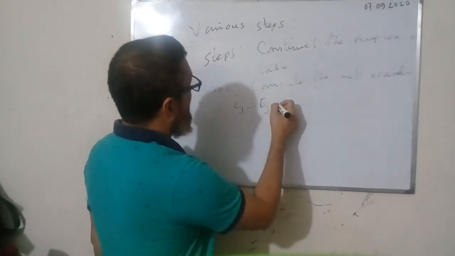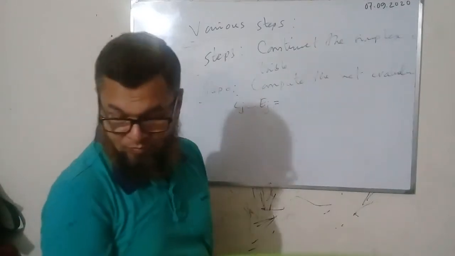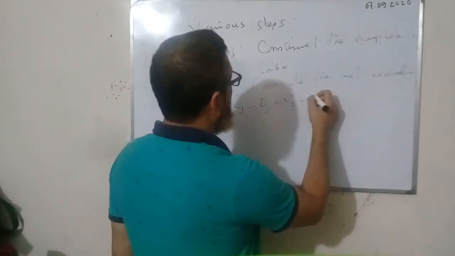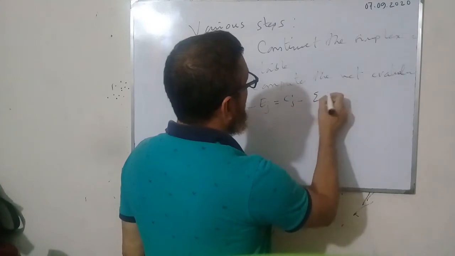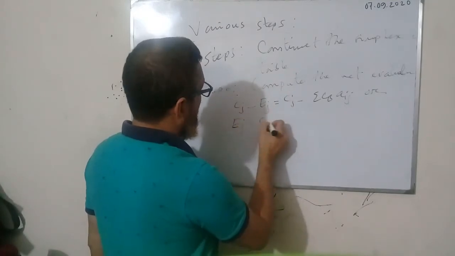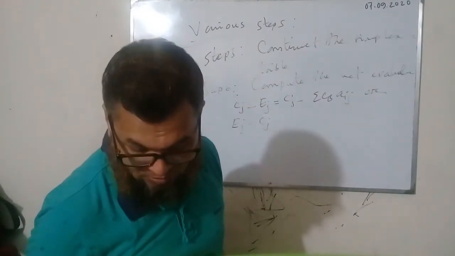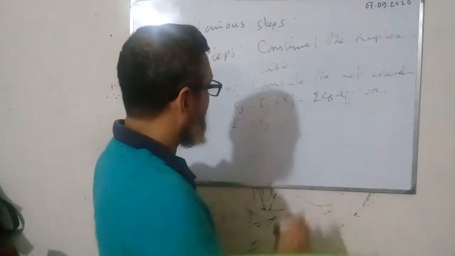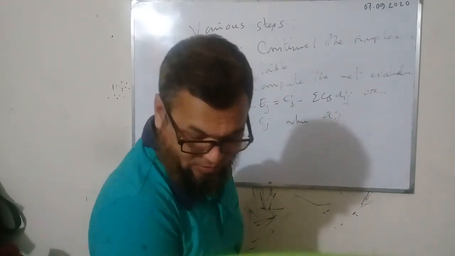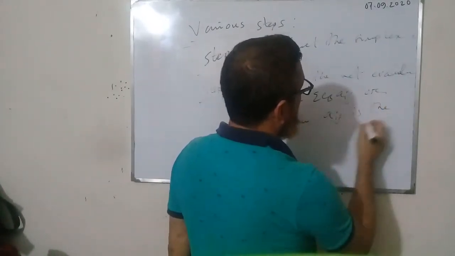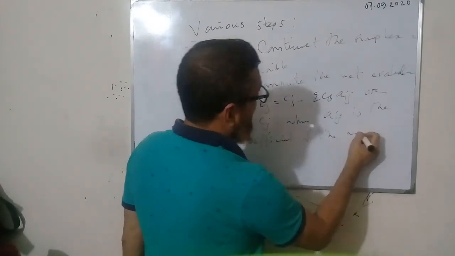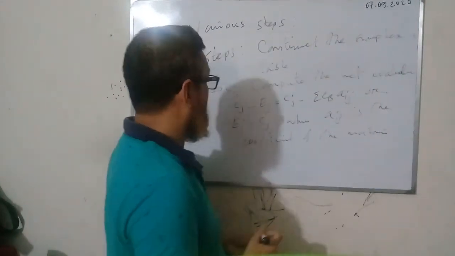Cj minus Zj, or Zj minus Cj, means the summation of Cb aij minus Cj, where aij is the coefficient of the matrix.